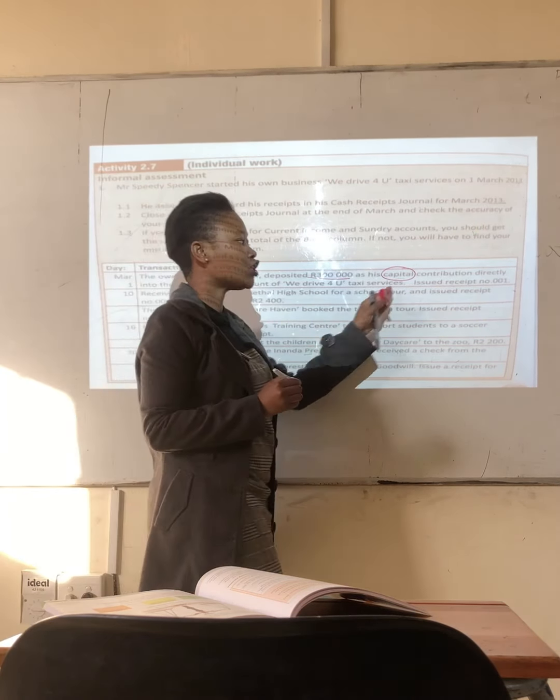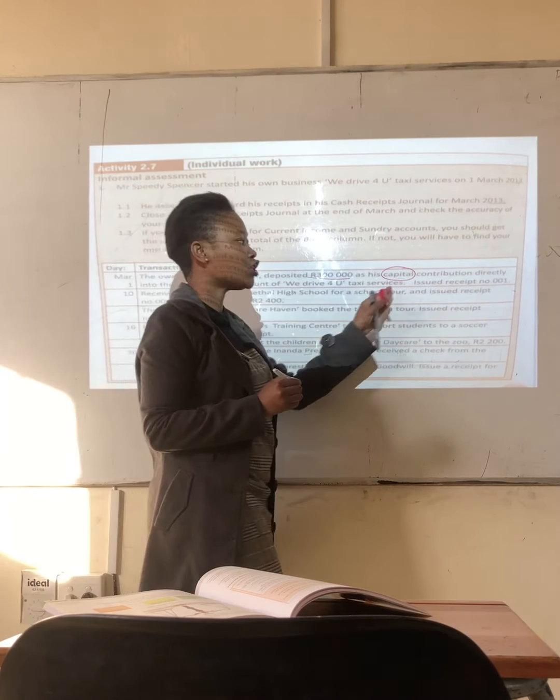Our format, we should be familiar with it by now. Okay, I will be reading the transactions from the textbook. Transaction 1, the owner, Speedy Spencer, deposited 300,000 as his capital contribution directly into the current bank account of We Drive for You Taxi Services. Issued receipt number 001. The first thing that you're supposed to do if you are dealing with a journal is to label your journal. In this case, they've already labeled it as a cash receipt journal, because we know that there are other types of journals. For example, a cash payment journal shows all the payments of the business, when money is going out of the business. This one specifically is recording the receipts of the business, the money received. So what is required from us is to write the name. This is the cash receipts journal of the name of the business.